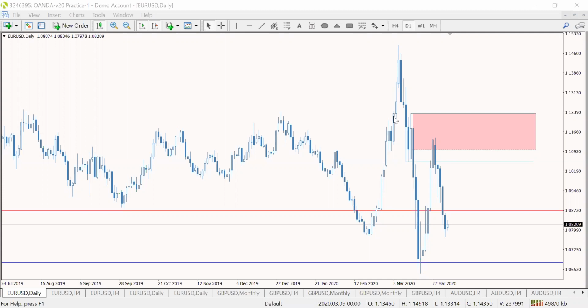Now in this weekly Forex forecast, we're going to start with Euro US dollar. We're starting with the supply and demand.